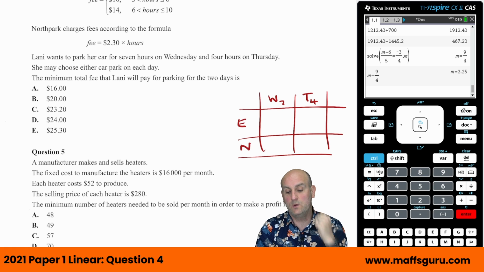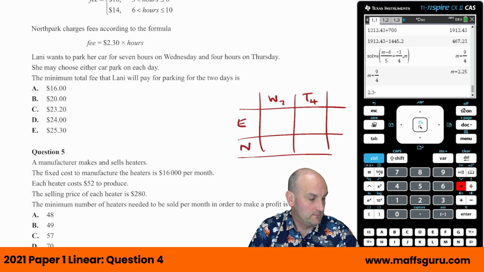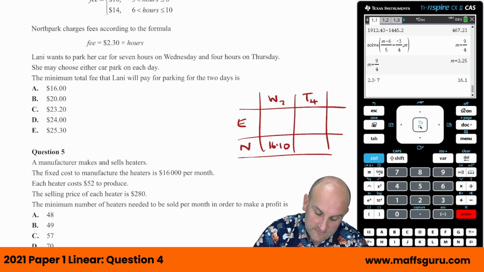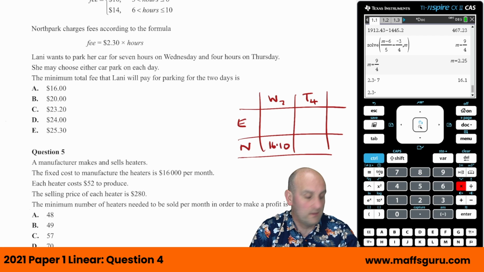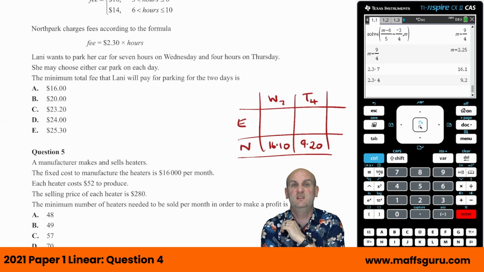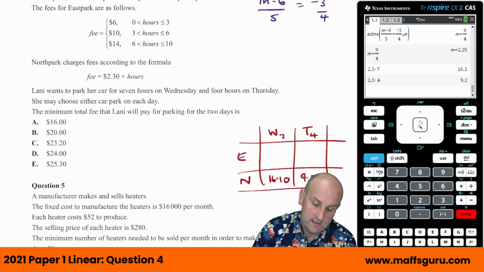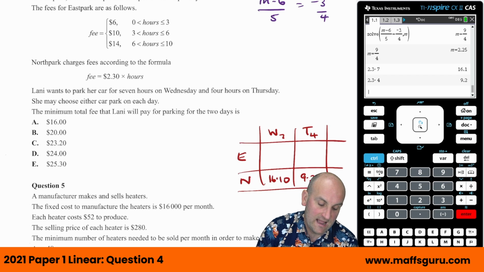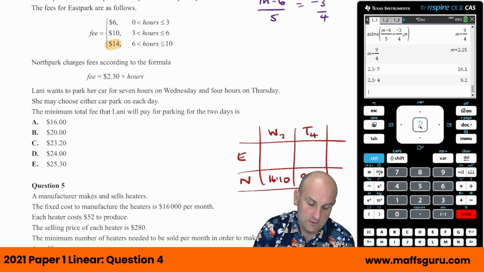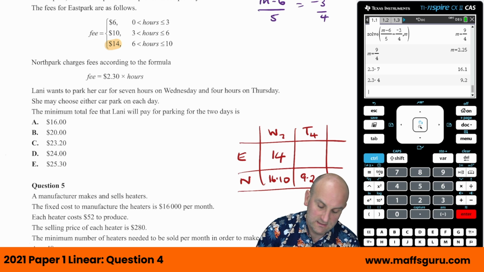So what I actually did there was just work out how much car parking cost in each of those sections. For the North Park, it was $2.30 times the number of hours. So $2.30 times 7 for Wednesday gave me $16.10. And then $2.30 times 4 hours gave me $9.20. Now really what I'm trying to do is find the cheapest car parking option on each of those days. East Car Park was just looking it up. So 7 hours is going to give me $14, right? Because between 6 and 10 hours, she's going to pay $14. And for 4 hours, she's going to pay $10.